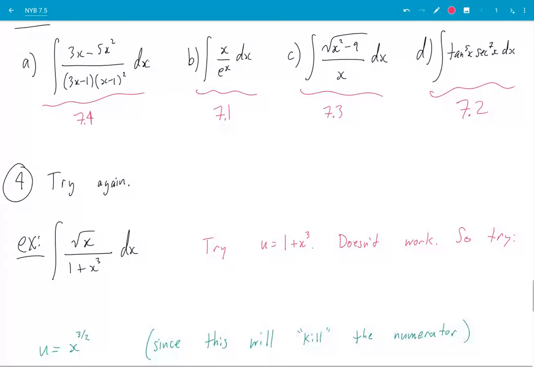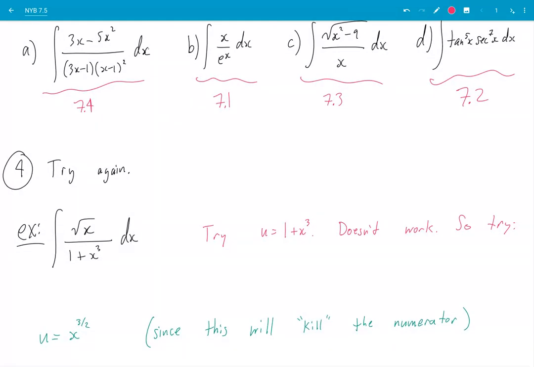Okay, sometimes it's going to be, as in this case, a substitution that is not obvious at all. Okay, a strange substitution. This does happen.